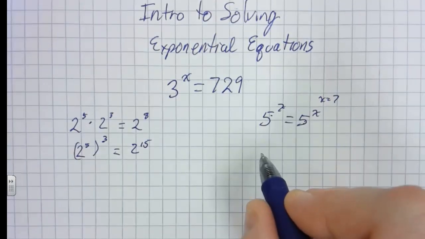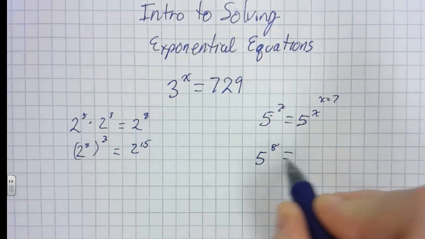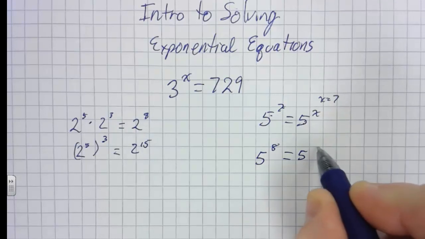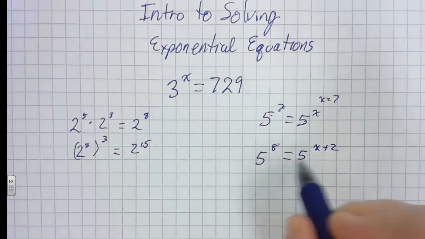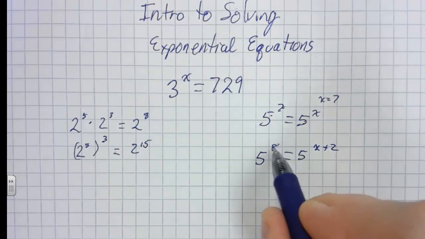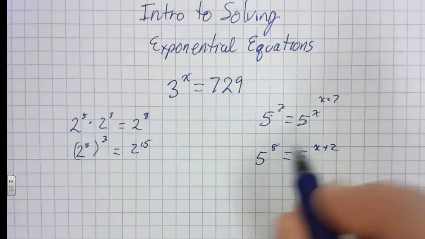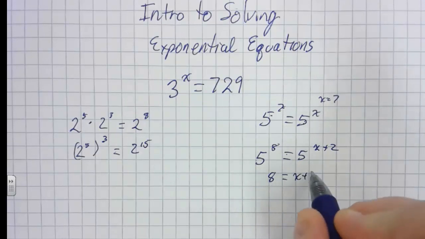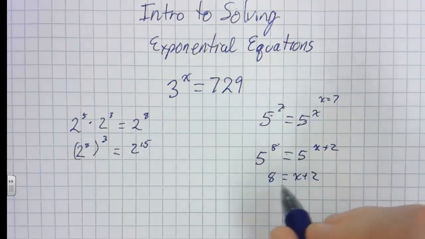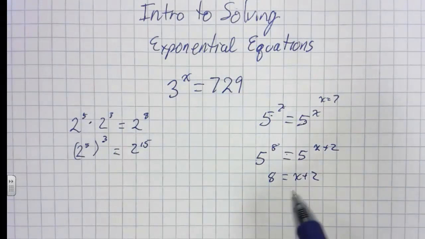And I could change that again. I could say 5 to, let's say, the 8th power equals 5 to the, let's go with, x plus 2. And you go, okay, well, the bases are the same, then that means 8 must equal x plus 2. And that's actually what you're going to end up doing: you're going to go 8 equals x plus 2. You can drop the base numbers off, let the exponents equal each other, and now you can solve.